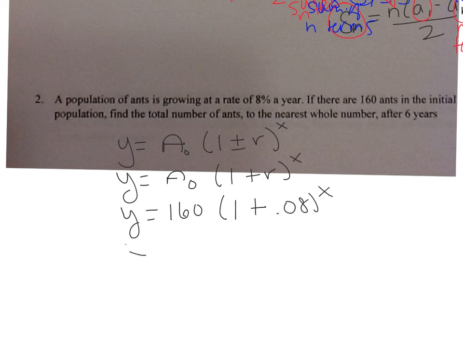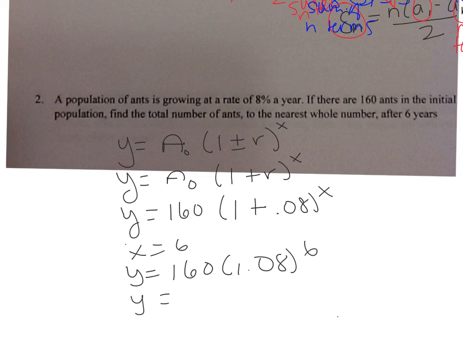And I'm looking when x is equal to 6. So that would be y is equal to 160 times 1.08 raised to the 6th power. That you could just plug in your calculator. To the nearest whole number would be 254 ants.